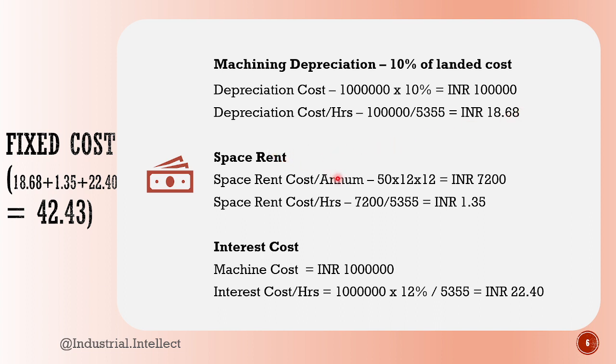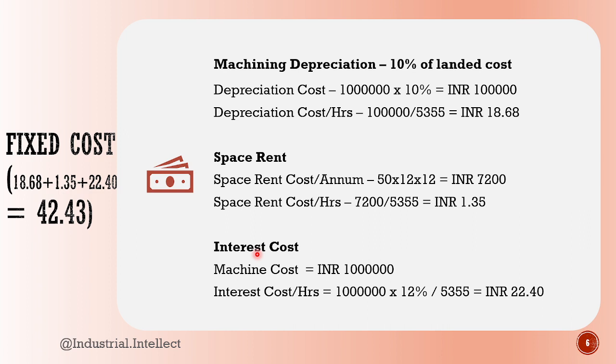for calculation, we have considered 50 square feet of area that the machine will consume for operation. Then 12 rupees per square feet is the monthly rent, and after multiplying with 12, 7,200 Indian rupees, that amount, the rent will be for that particular area per machine, you can say. And after dividing by 5355, the total available hours, 1.35 is the rent cost per hour.